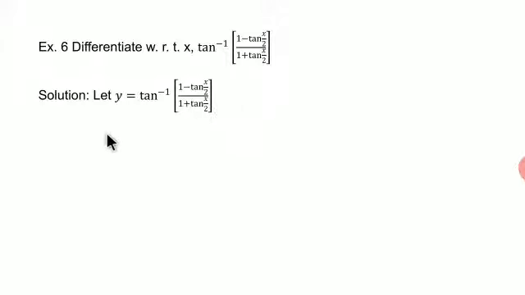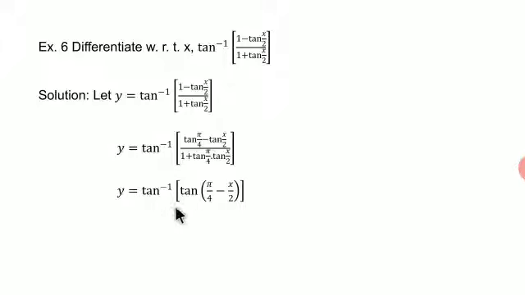So we get y is equal to tan inverse of tan pi by 4 minus tan x upon 2 divided by 1 plus tan pi by 4 into tan x upon 2. It is of the form tan a minus tan b divided by 1 plus tan a into tan b. It is the formula for tan of a minus b. Therefore, y is equal to tan inverse of tan of pi by 4 minus x upon 2. And we know tan inverse of tan theta is theta. And therefore, we get y is equal to pi by 4 minus x upon 2.